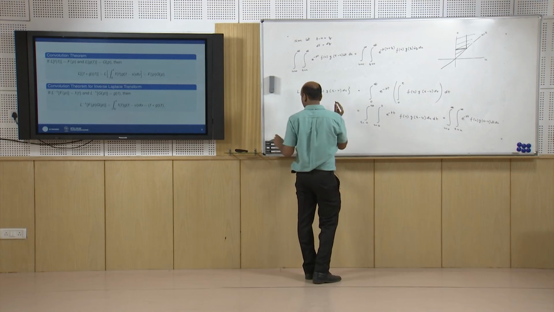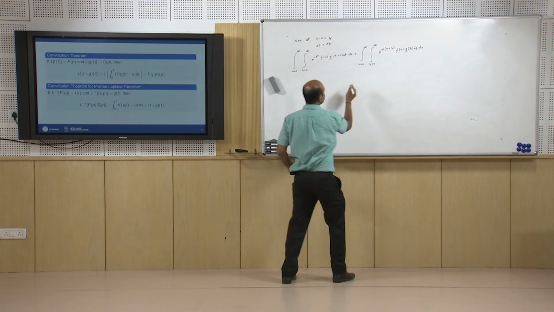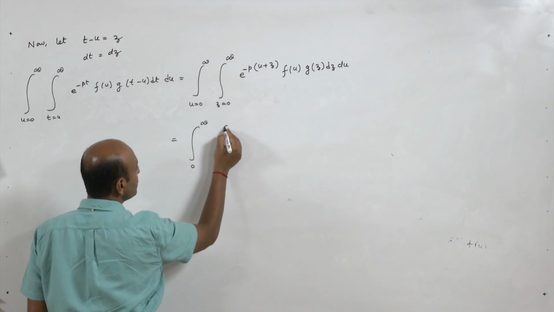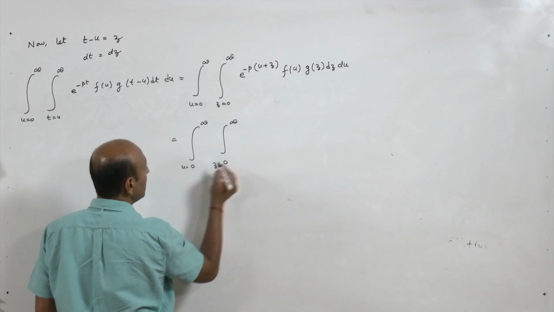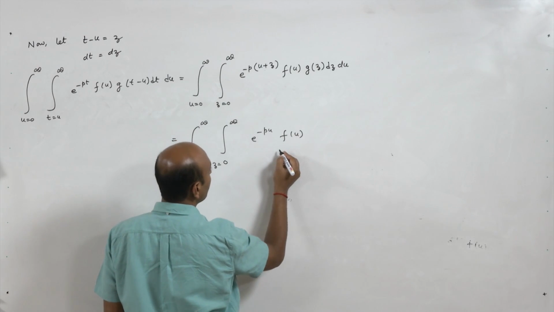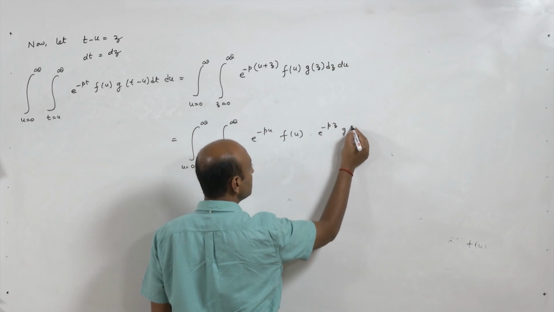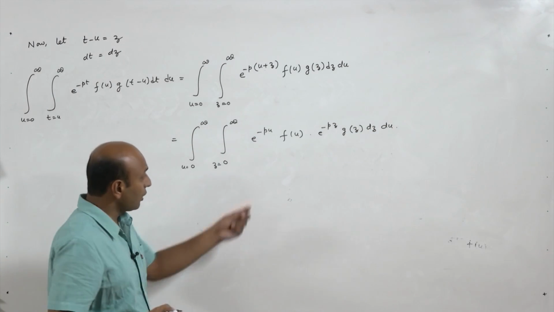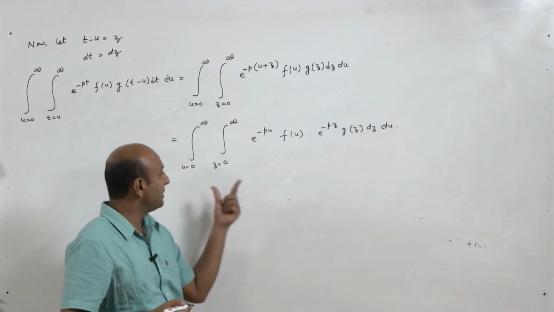Now this expression is further equal to 0 to infinity, 0 to infinity again, these are the limits for z, these are the limits for u, e to the power minus pu f(u), okay, and it is into e to the power minus pz g(z) dz du. So, since now the variables are separated, u variable and z variable are separated and limits are constant.